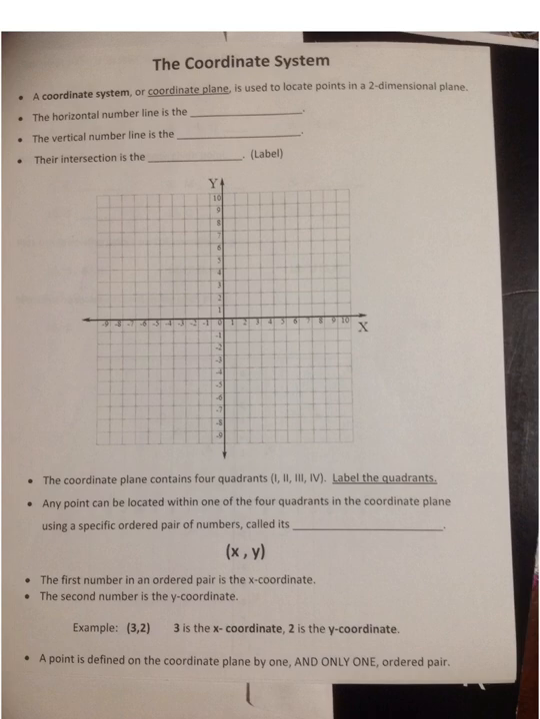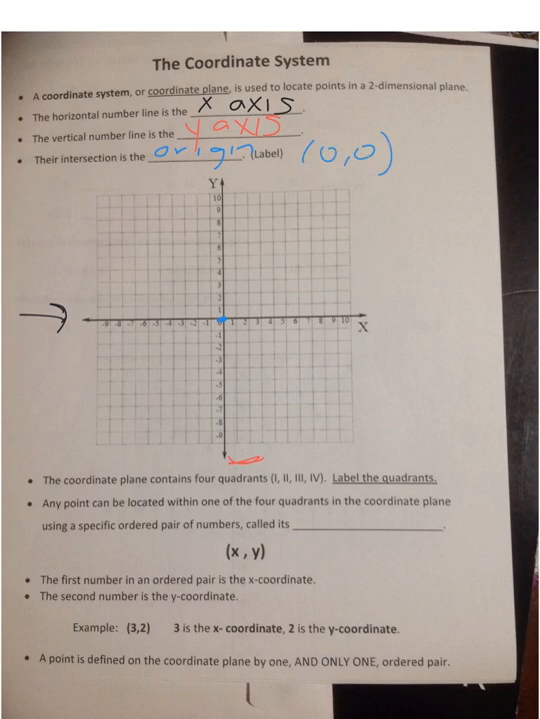The horizontal number line, which is right here, is the x-axis. And the vertical number line, which is right here, is the y-axis. And the intersection, which is right here, is the origin. And that is at point 0, 0.